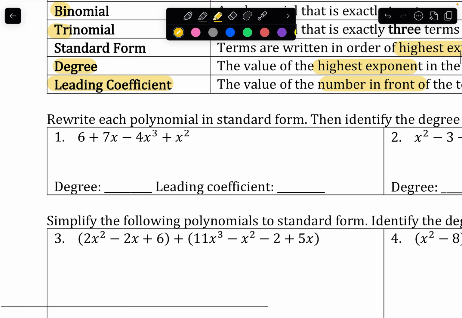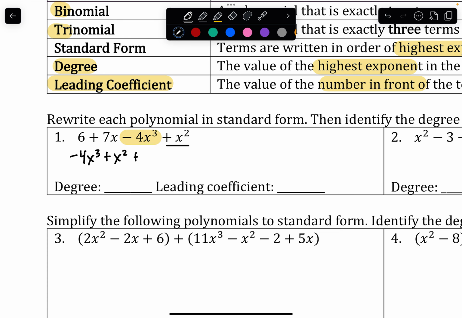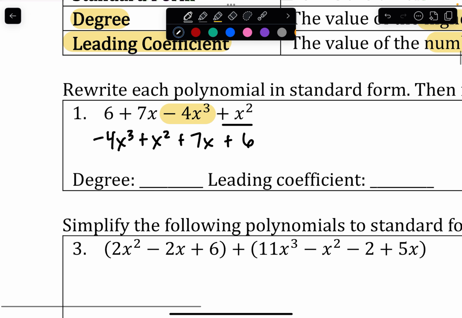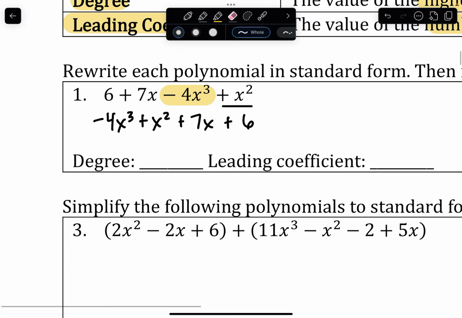And so looking at this first example, it's not in the correct order. Our highest exponent is 3. And so we would write the negative 4x cubed first, followed by the x squared, followed by the 7x, followed by the plus 6. That's standard form. Highest exponent to lowest exponent. So we have 3, 2, technically that's 1. Technically this would be x to the 0, but we don't ever write those things.